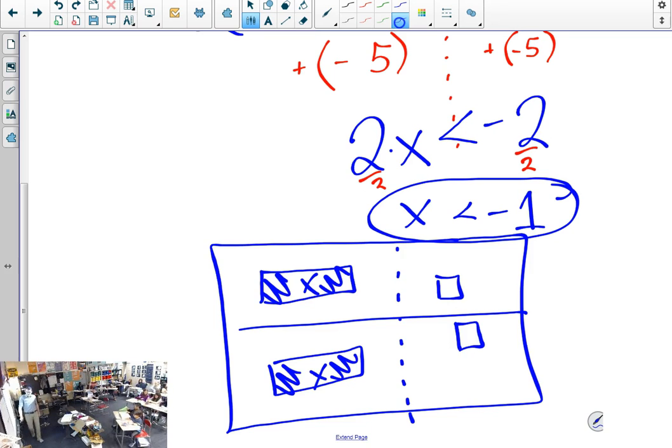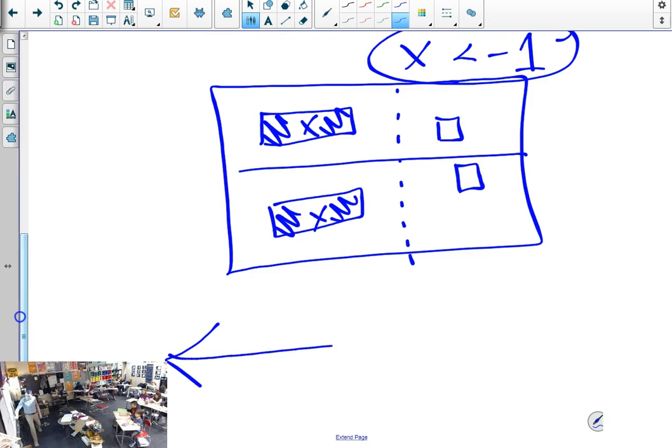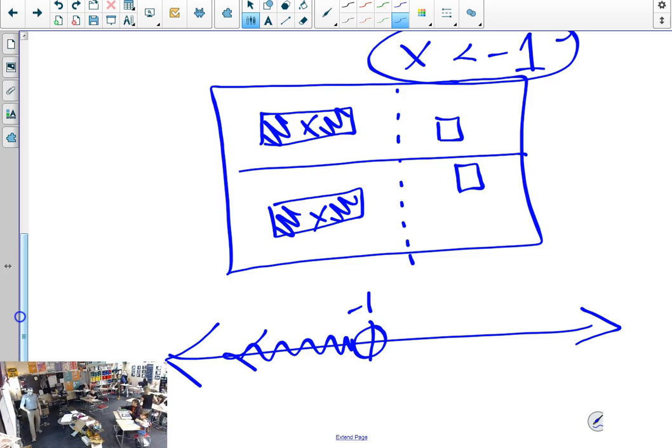For the bonus, if you want to know how the graph would look, the only point you actually have to reference is your negative 1. Open circle or closed circle? Open. Shade left or right? There's your graph. Have a great day, guys.